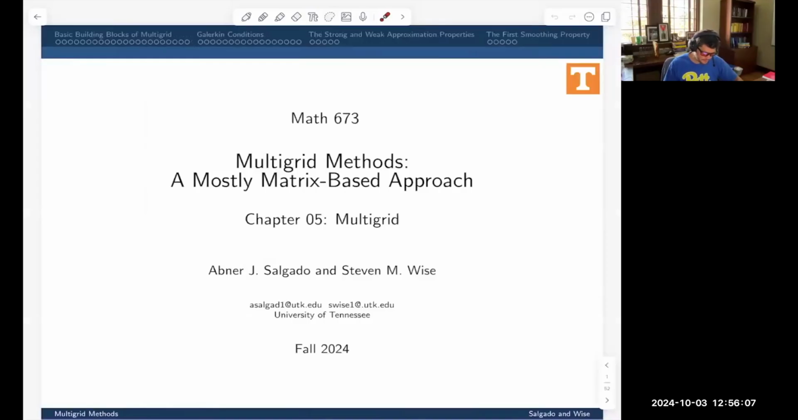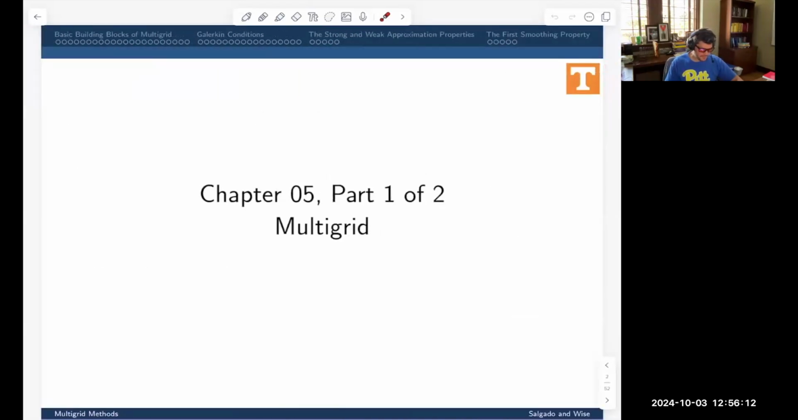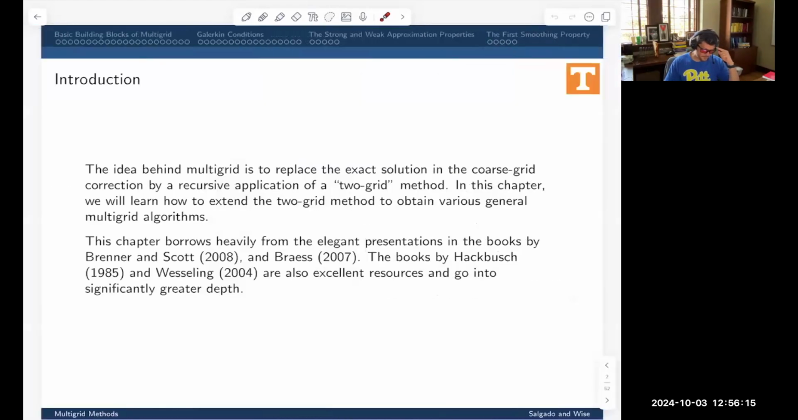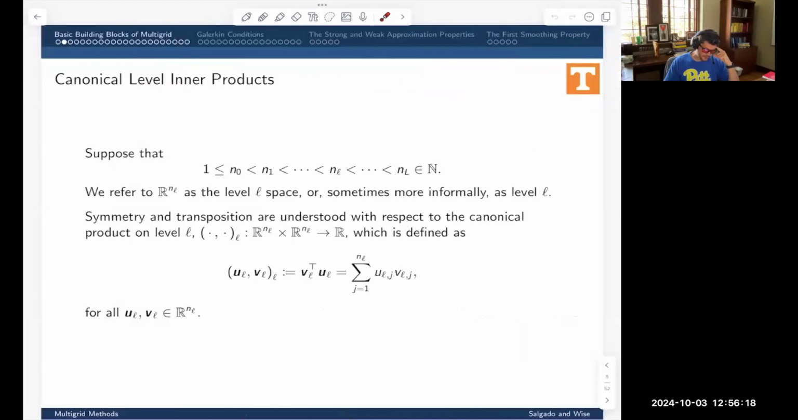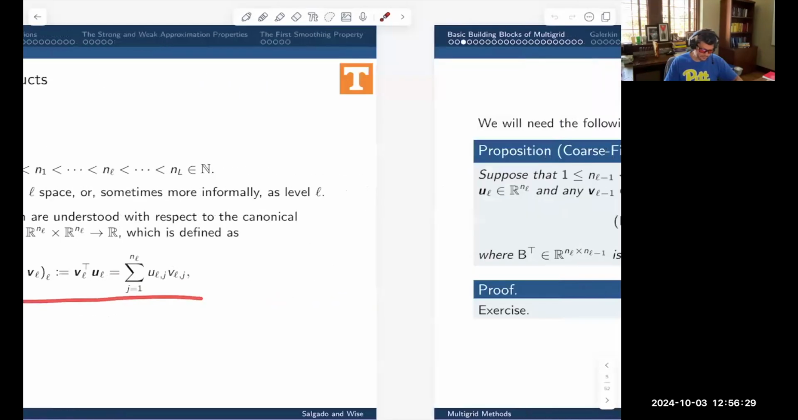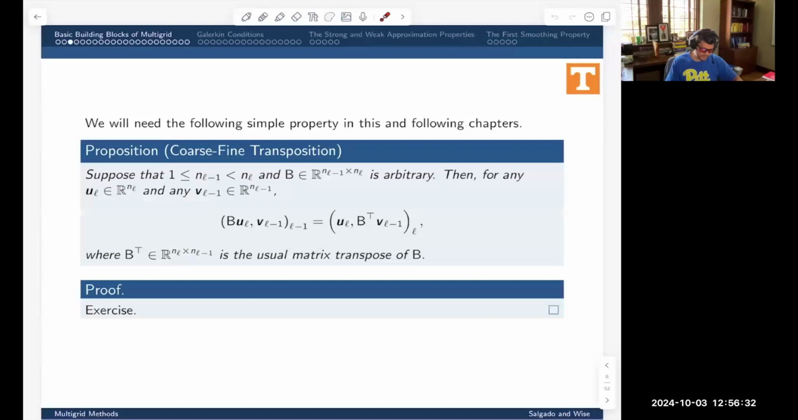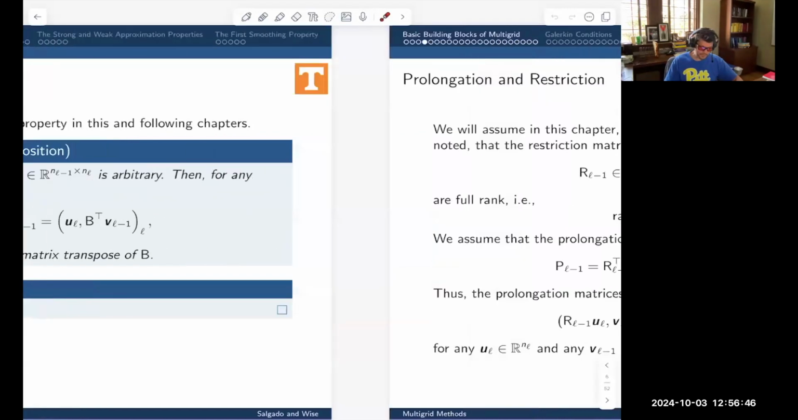So welcome back to Multigrid Methods. We're in chapter 5, and we're talking about the basic building blocks of multigrid. And last time we introduced this hierarchy of what we called multigrid levels. We defined the canonical level inner product. We spoke about this coarse-fine transposition property where we ratchet between subsequent levels in the mesh or in the grid.